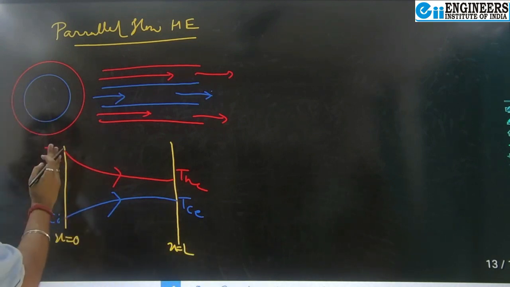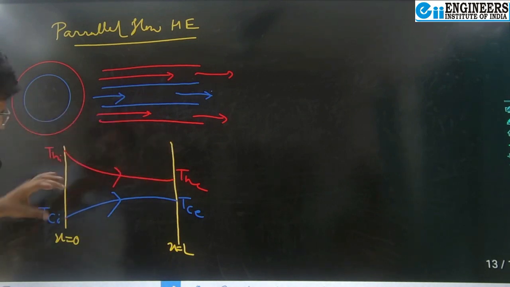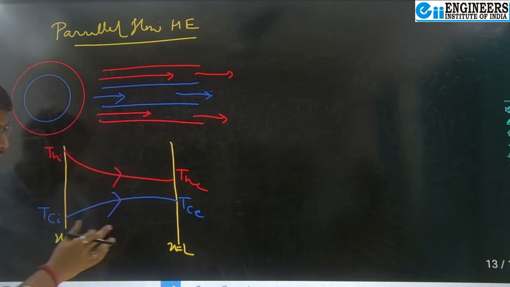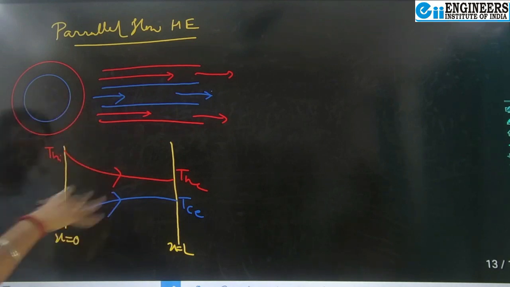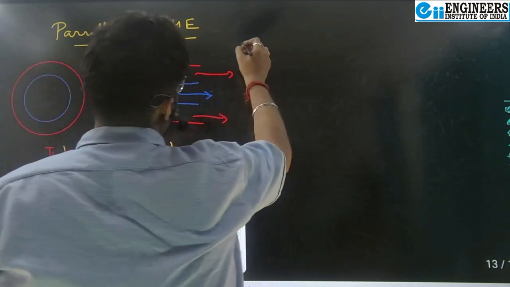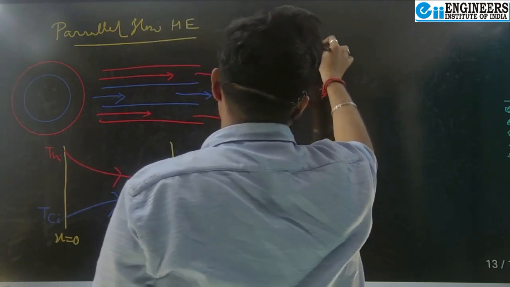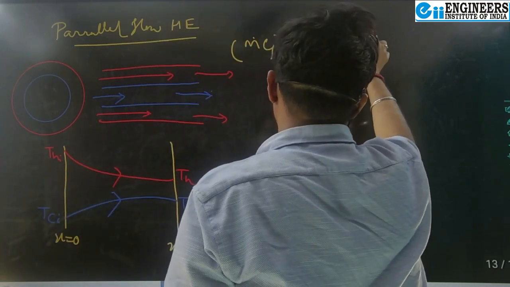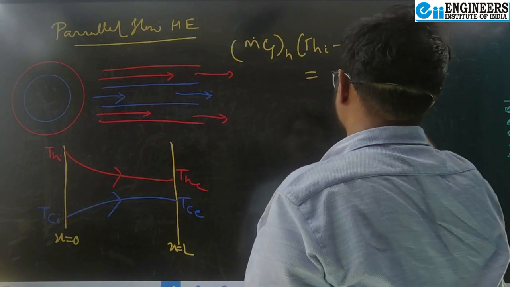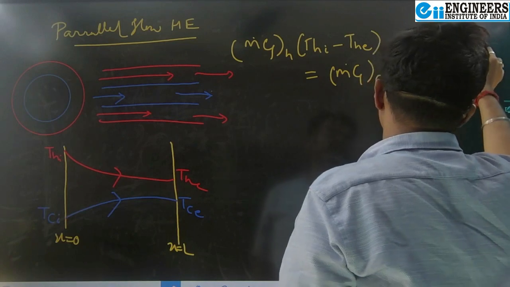The fluid is moving from the inlet to the exit, and it will take some time to move from this way to this way. What this graph shows is that however much heat the hot fluid is losing, it is being gained by the cold fluid. So if we put the same mathematical equation to analyze this, what can I write over here: m Cp hot times (THI minus THE) is equal to m Cp cold times (TCE minus TCI).